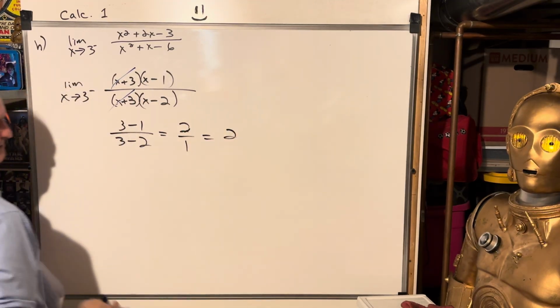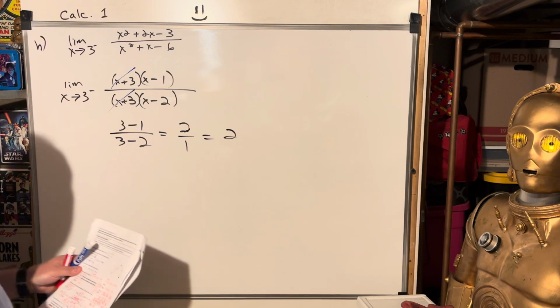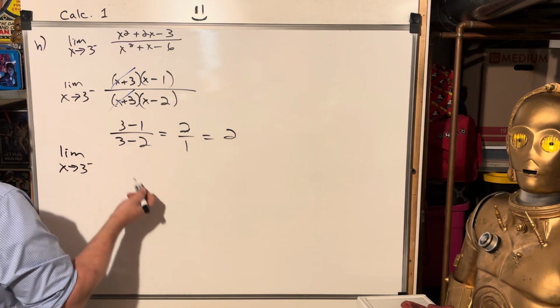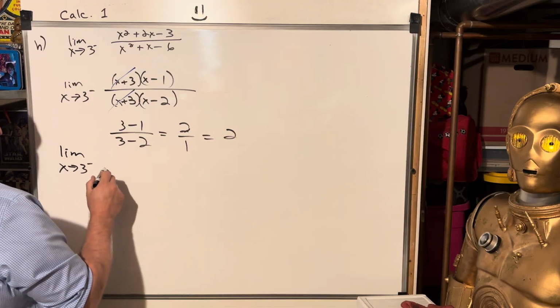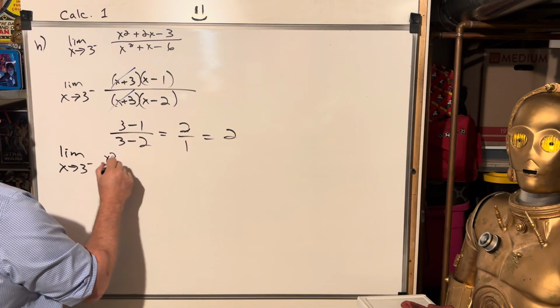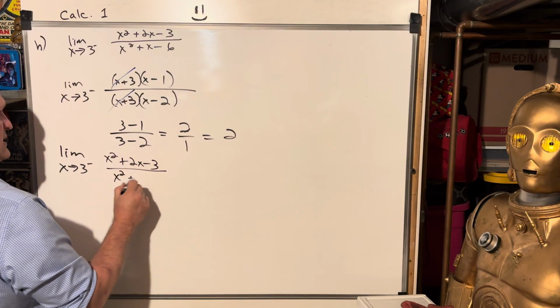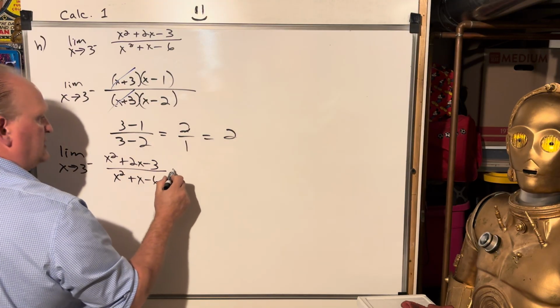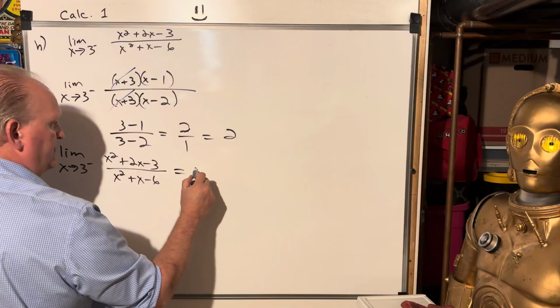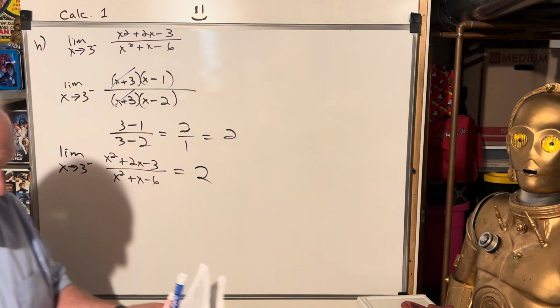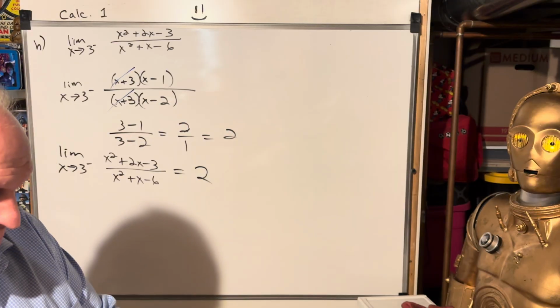Which is 2. So there's our limit. The limit as x approaches 3 from the left or from the right is going to be defined as the same thing. There will just be a hole there, which is a removable discontinuity. Remember that. All right. So what are we doing?